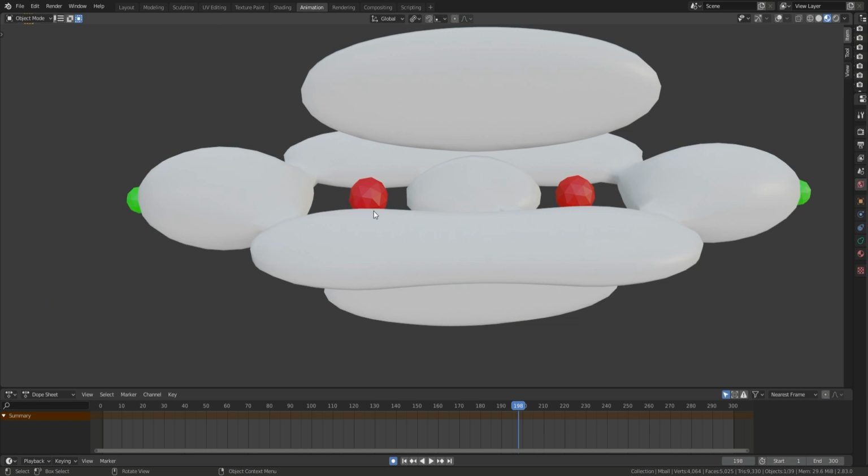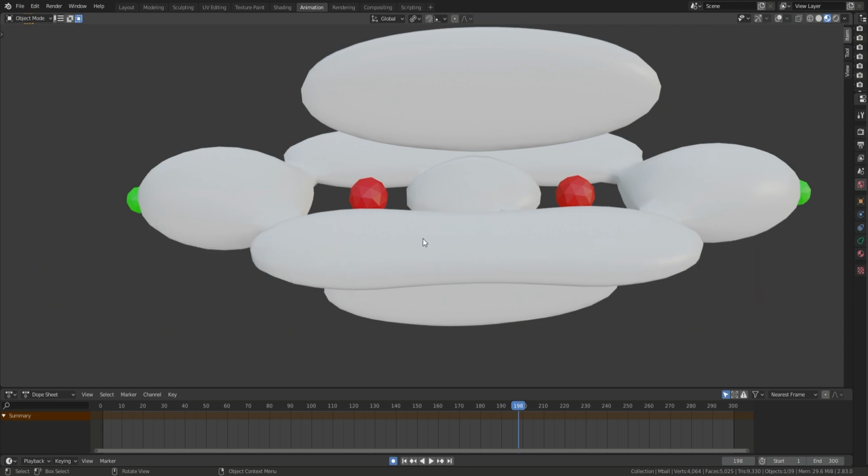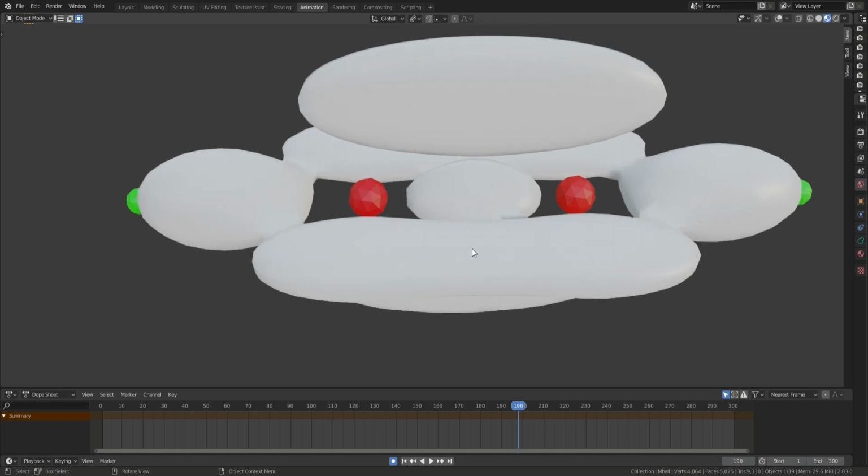This is called the steric number. A steric number is the number of atoms or groups that it's attached to, and it determines hybridization. A steric number of 2 would give you an sp hybridization. You can also just count the number of sigma bonds and that will give you the steric number.